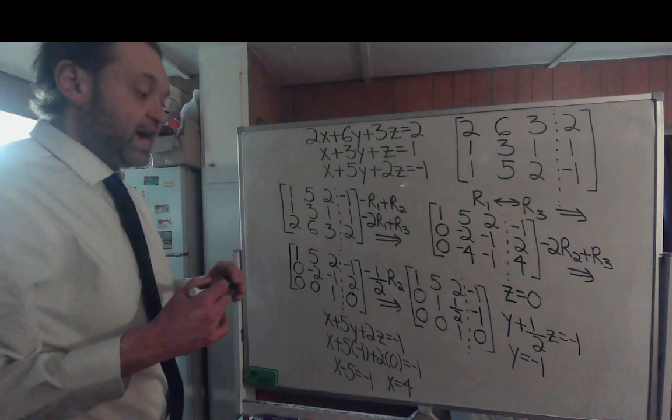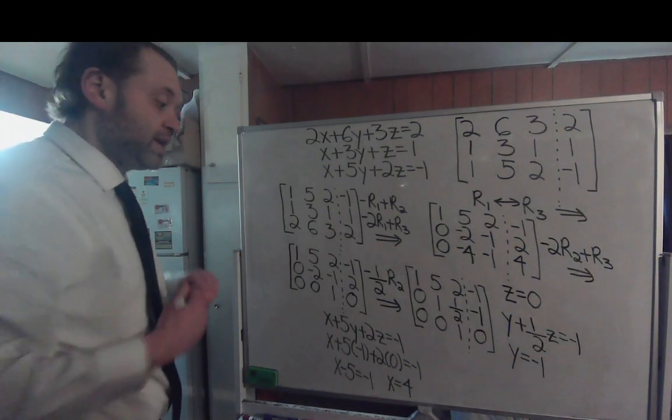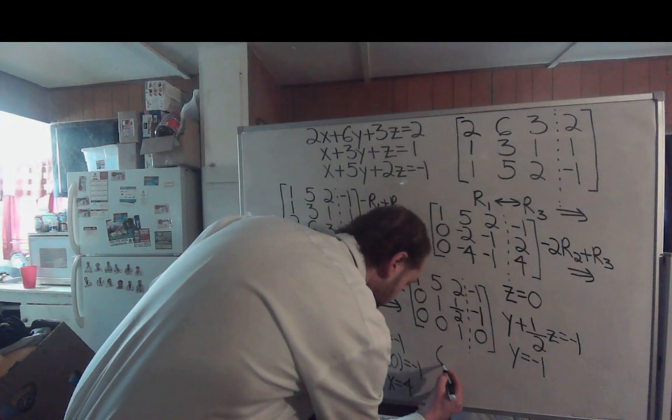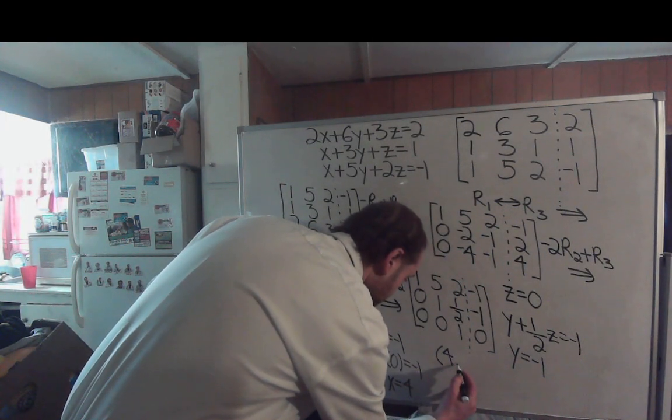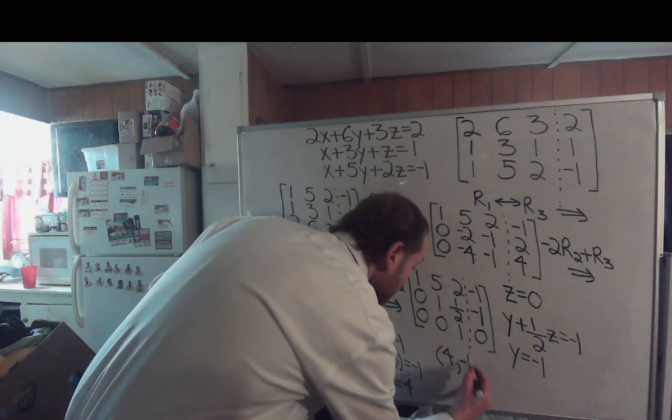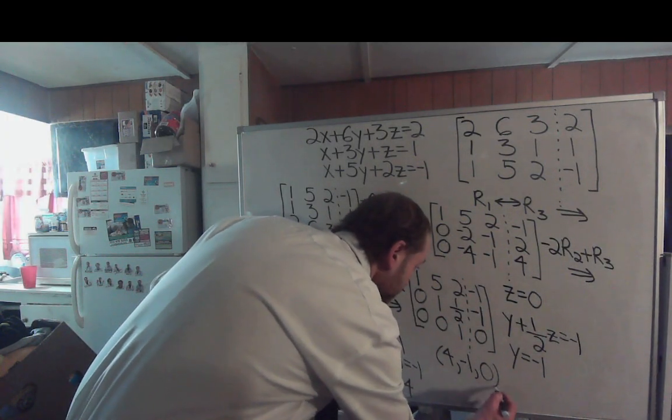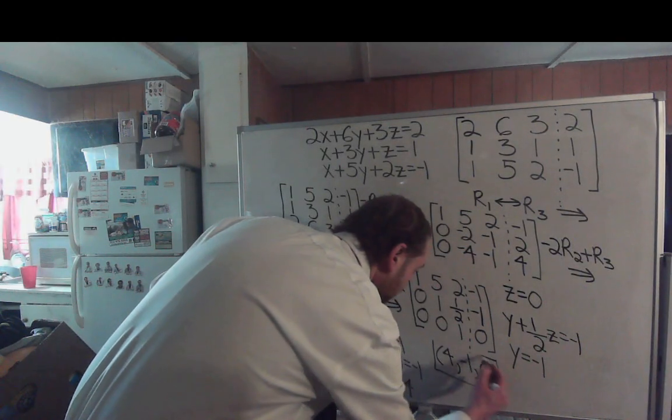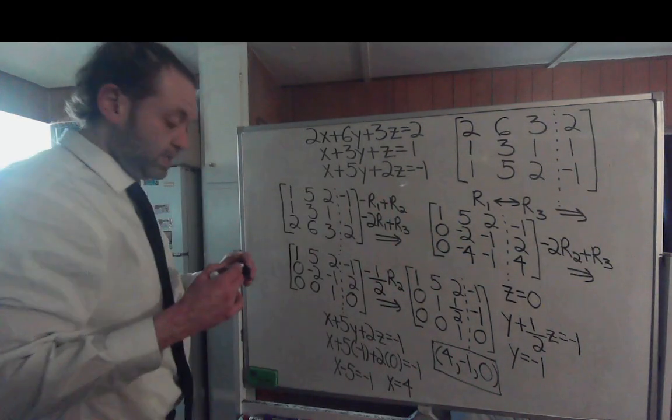Now we know the value to all three, x, y, and z. We found the ordered triple. That's the solution to the system. It's going to be 4, negative 1, 0. That is the ordered triple. That is the solution to the system of equations.